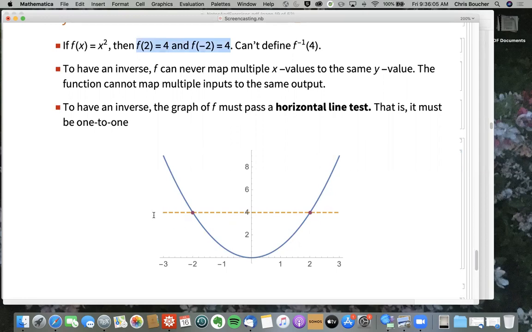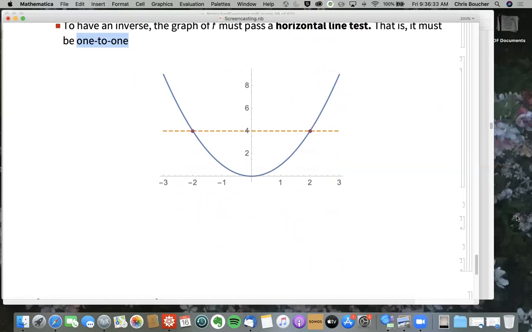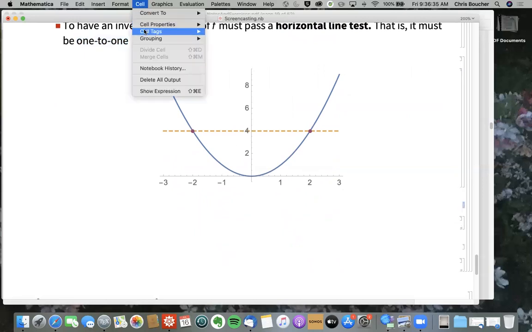So if you have two values on a graph on the same horizontal line, the function won't have an inverse. In order to have an inverse, it has to pass a horizontal line test. We briefly talked about the horizontal line test way back in the first section. Functions that pass a horizontal line test are called one-to-one. So in order to have an inverse, a function has to be one-to-one, and we can spot this visually by applying a horizontal line test to the graph.